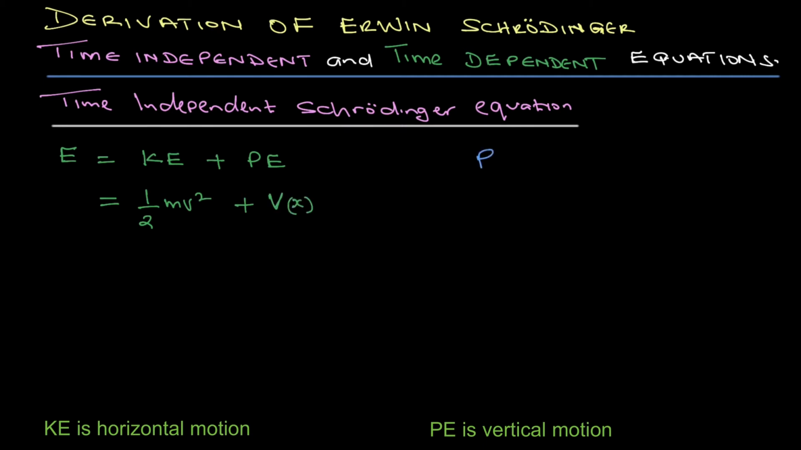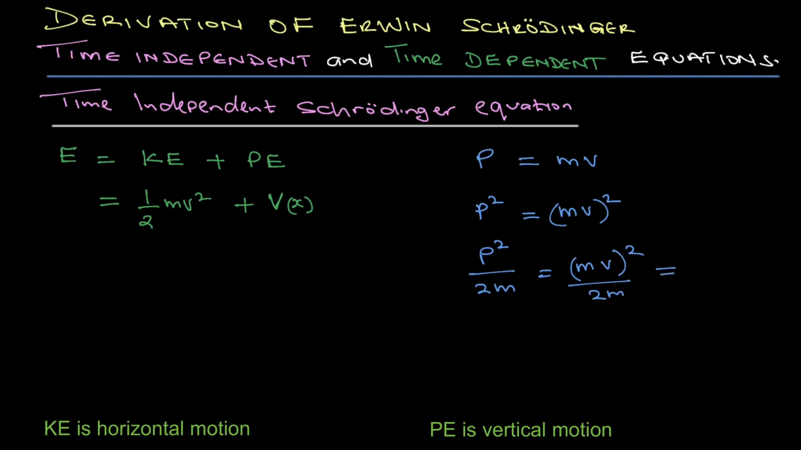P, momentum, equals mass times velocity. If I square p, then I have to square mv, giving m squared v squared. If I divide both sides by 2m, I get (mv) all squared over 2m, and that equals a half m squared v squared over m. Therefore, p squared over 2m equals a half mv squared, because one m cancels the m over there.